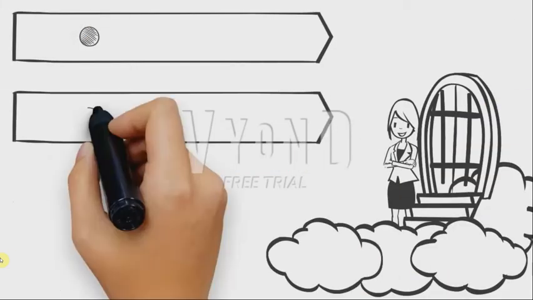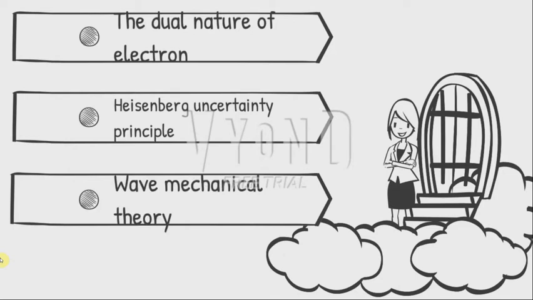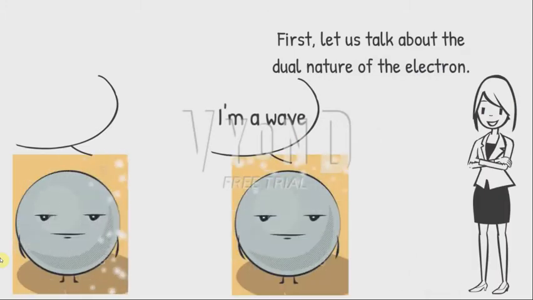The modern atomic theory was based on three principles: the dual nature of the electron, the Heisenberg uncertainty principle, and the wave mechanical theory of the atom. Let us talk first about the dual nature of the electron.